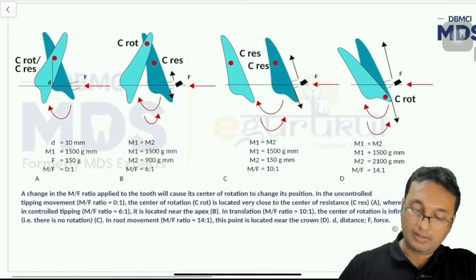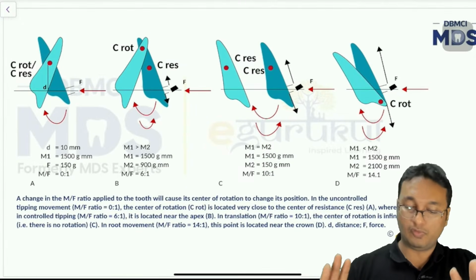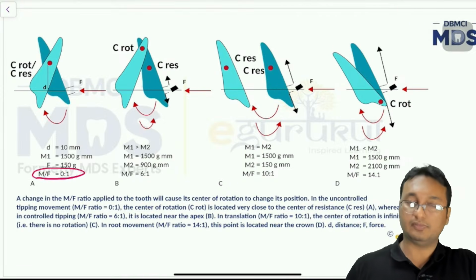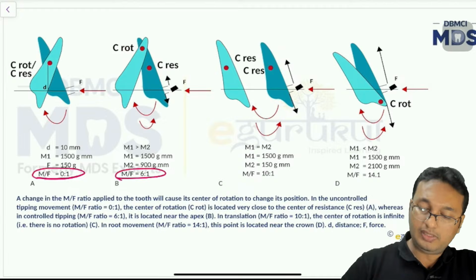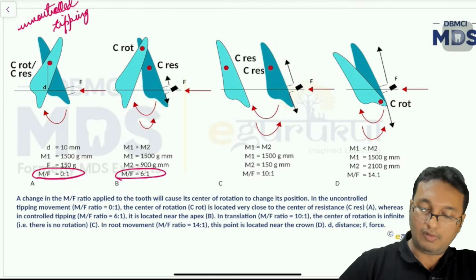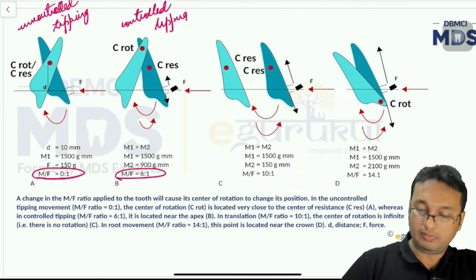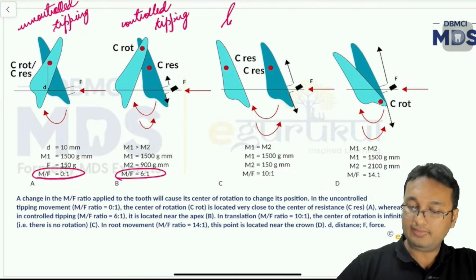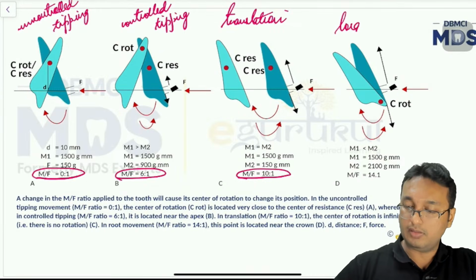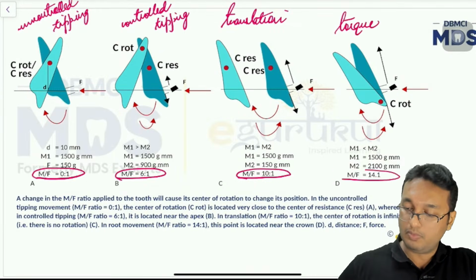Is it clear? So these are the ratios. This is a simple moment to force ratio. You have to remember these. For uncontrolled tipping, the moment to force ratio is 0:1. For controlled tipping, it is 6:1. For translation, bodily movement of the tooth, it should be 10:1. And for torque or root uprighting, it should be more than 10:1.